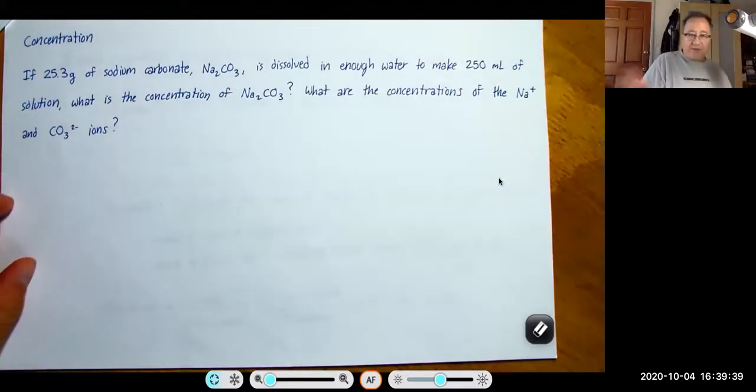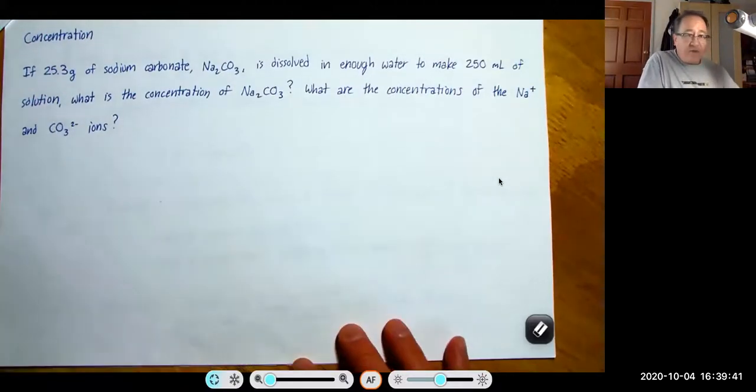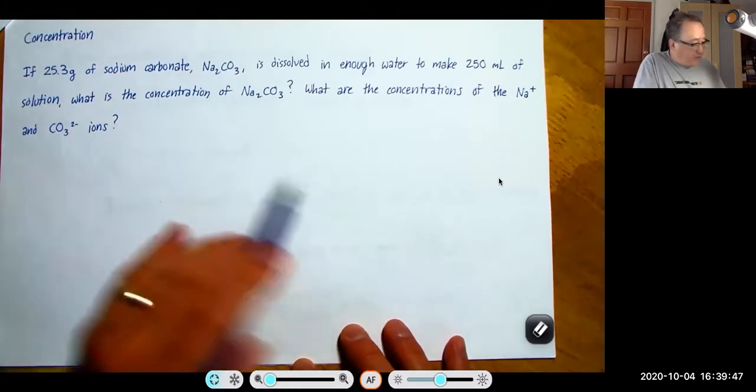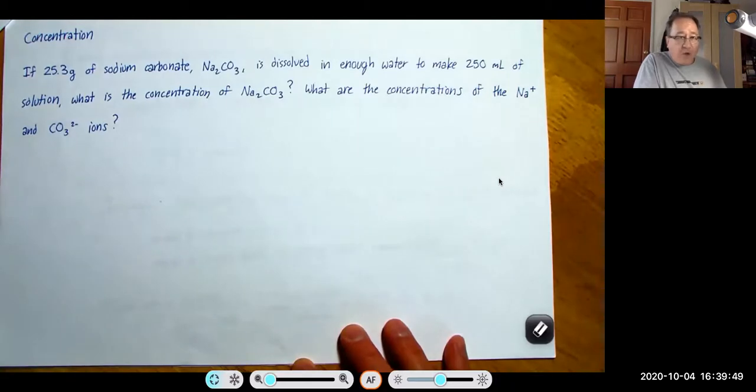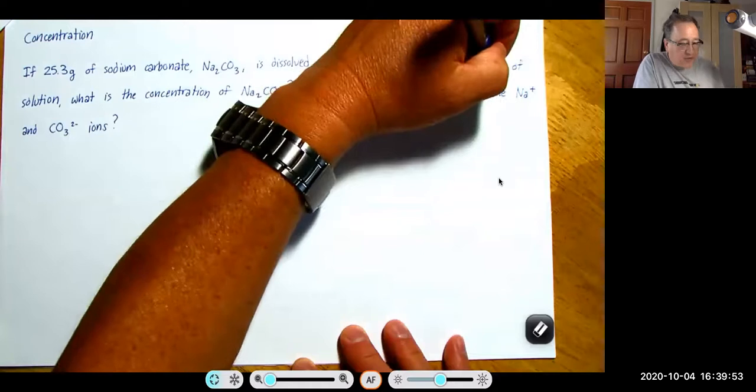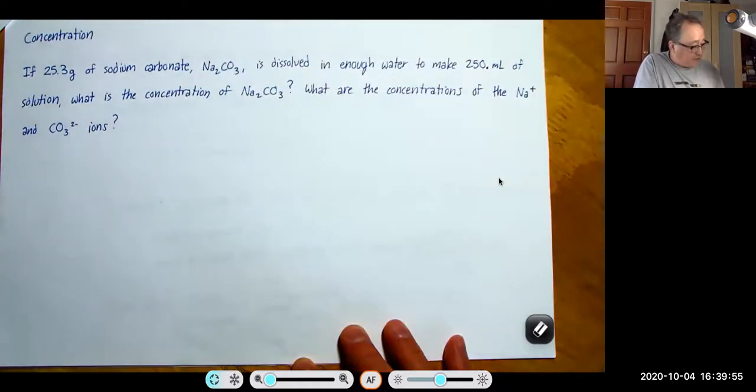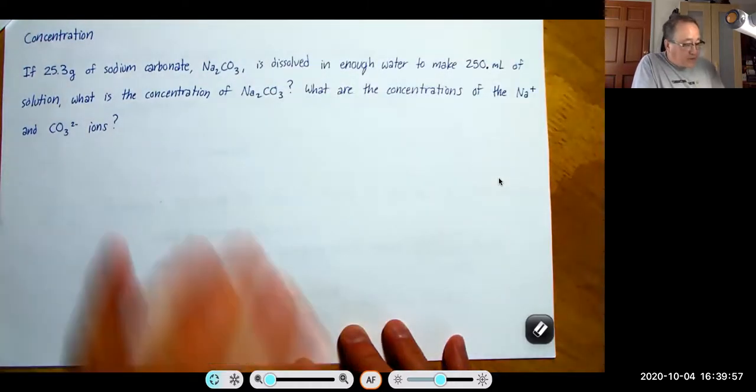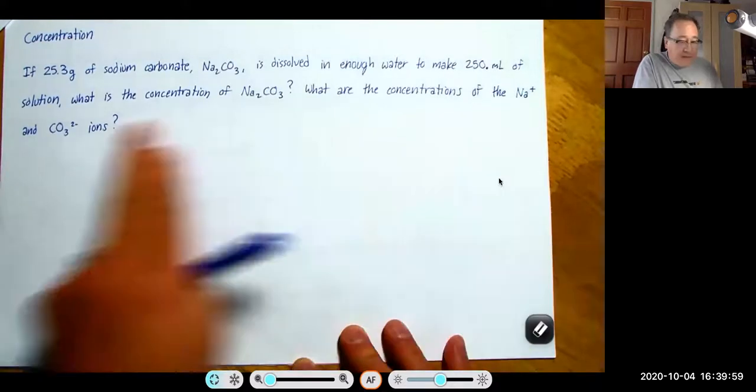So let's take a look at this in practice. If 25.3 grams of sodium carbonate is dissolved in enough water to make 250 milliliters of solution, what is the concentration of sodium carbonate? I'm going to put a little dot here so that we know that that has 3 significant figures. What are the concentrations of the sodium and carbonate ions?